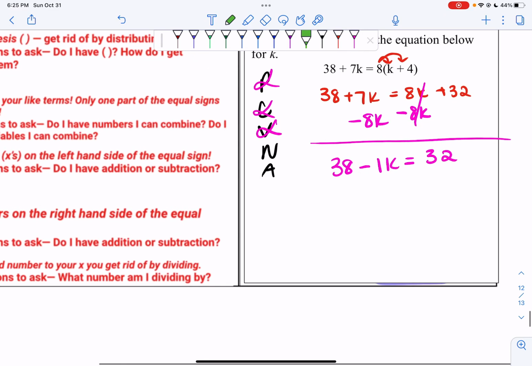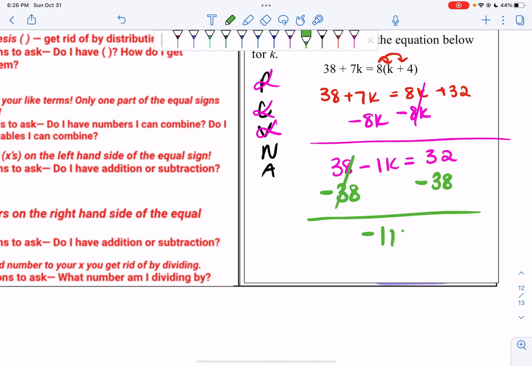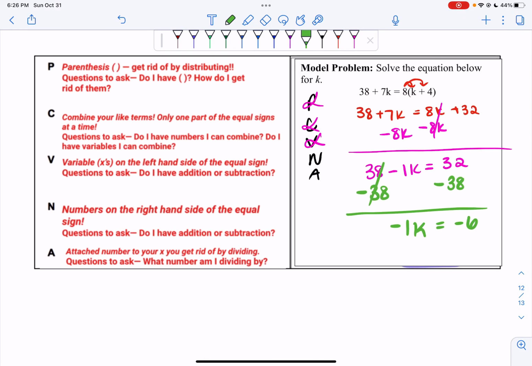So I'm going to get rid of my 38, which is positive, by subtracting it from both sides of my equation. So subtract 38, and I get -1k is equal to -6. Now it's all nice and simple.